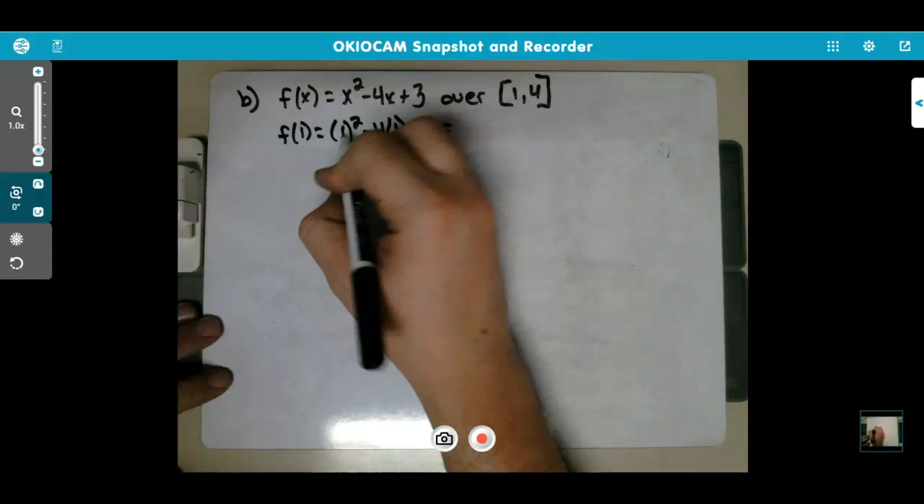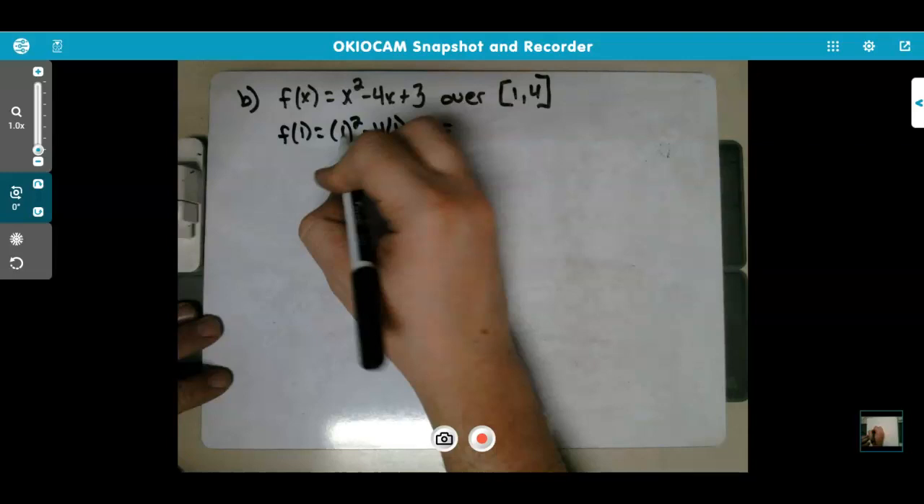And then now I have to find what the critical points are. Remember to do that, take f prime of x, which will give me 2x when I bring the 2 down, minus 4. Set that equal to 0. Solve it for x. 2x equals 4. Divide by 2 and you get x equals 2. So now I've got to check 2 and see what happens at 2. So f of 2 is equal to 2 squared minus 4 times 2 plus 3. 2 squared is 4. 4 times 2 is 8, plus 3. 4 minus 8 is negative 4, plus 3 is negative 1.